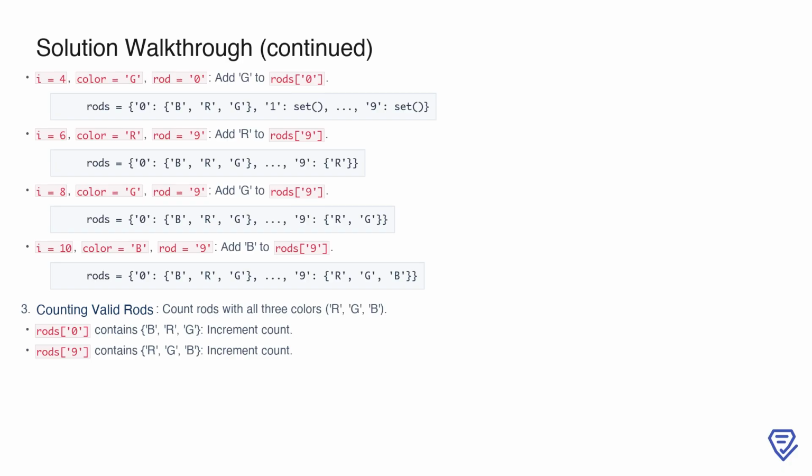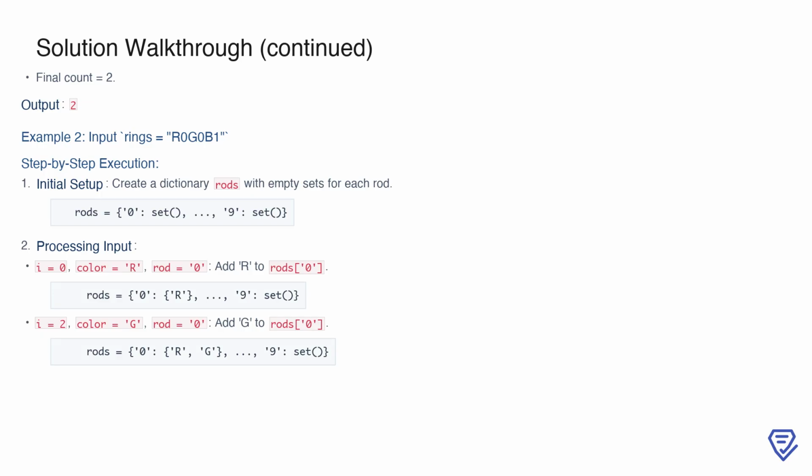By checking the sets, we see that both rod 0 and rod 9 meet the condition, so we increment our count for each of these rods. After iterating through all the rods, the final count of rods that contain all three colors is determined to be 2. Thus, the output for this example is 2. Now, let's analyze another example to further illustrate how this approach works.